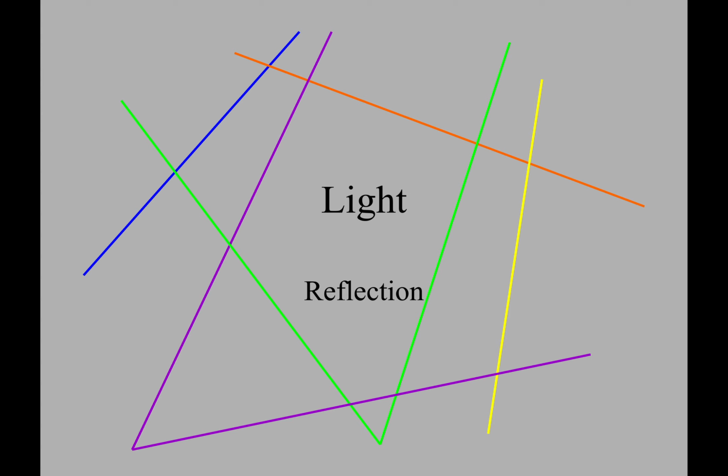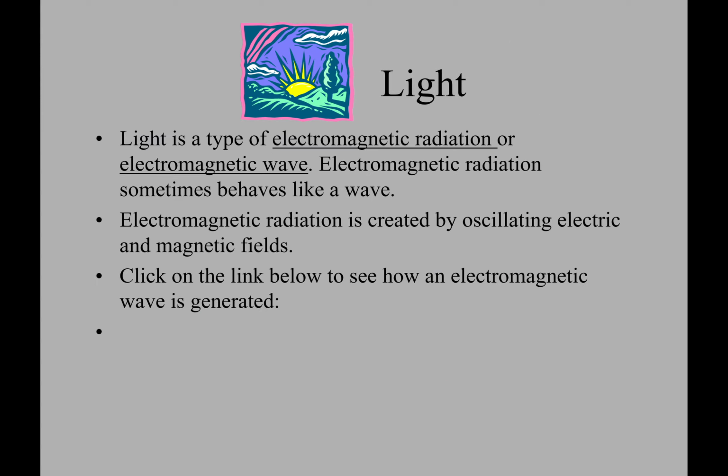We're going to look at light as an example of a wave undergoing reflection. So remember that light is a type of electromagnetic radiation, or electromagnetic wave. When it reflects, it is behaving like a wave. Electromagnetic radiation is created by oscillating electric and magnetic fields. So let's take a look at what that would look like.